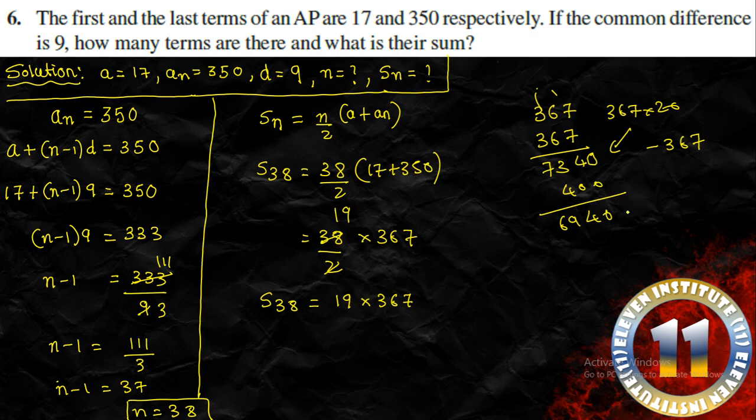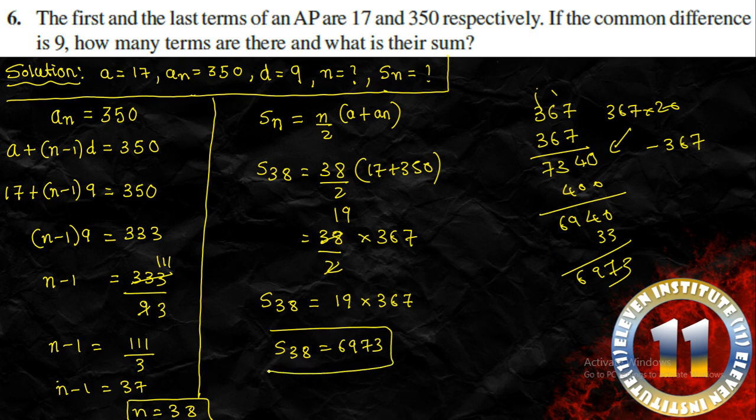6940. Now you have subtracted 33 more, so you add 33 over here. So in that case, you will get 6973. So our answer is ready. We get S38 is equal to 6973. And it is not compulsory that you go in this manner only.